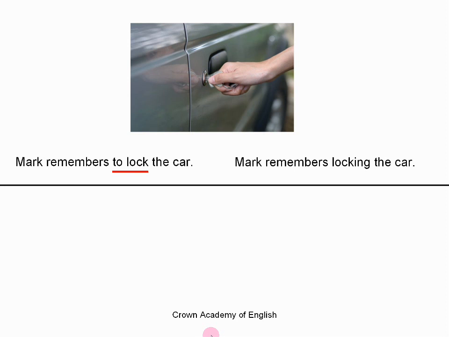So the difference between these sentences is in red. In the first sentence we are saying remembers to lock, and here we are saying remembers locking. So to lock, this is the infinitive of the verb lock, and locking, this is the ing form. Okay, so the verb ends in the letters ing, and in this context this is called a gerund.